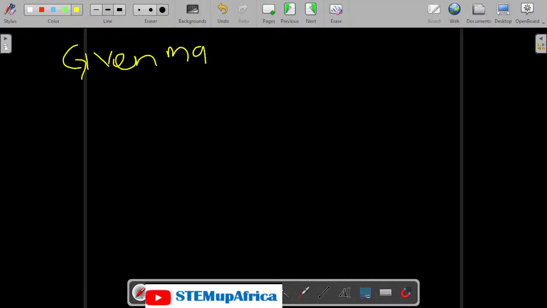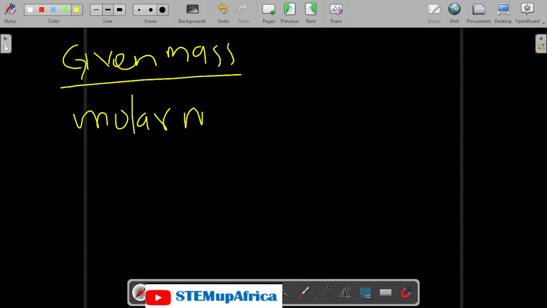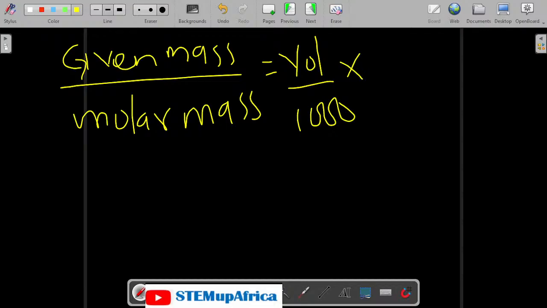Given mass over molar mass is equal to volume over 1000 times the molar concentration. Because by dissolving 2.3 grams of the salt in 250 cm cube of water, it's going to form a certain concentration. So we're trying to determine the concentration of the solution.